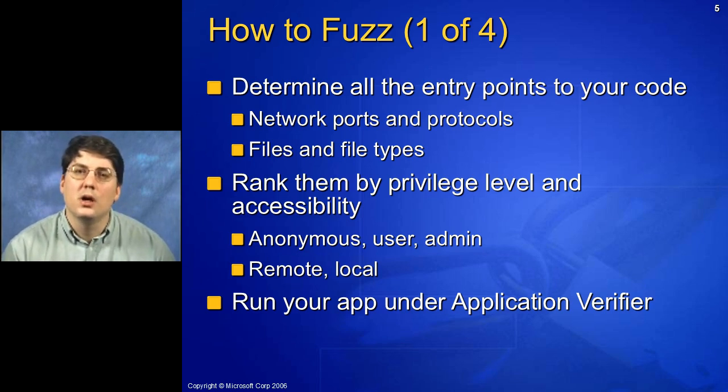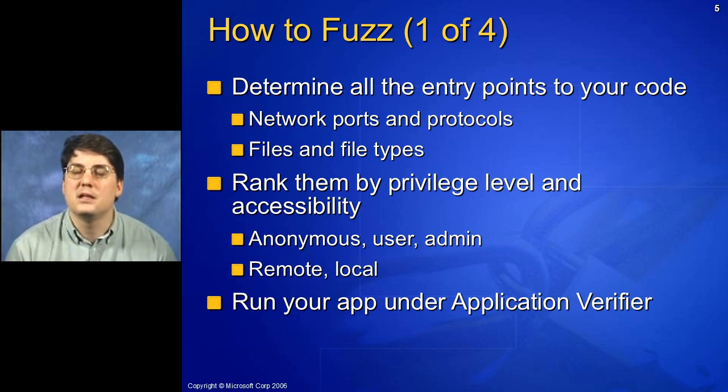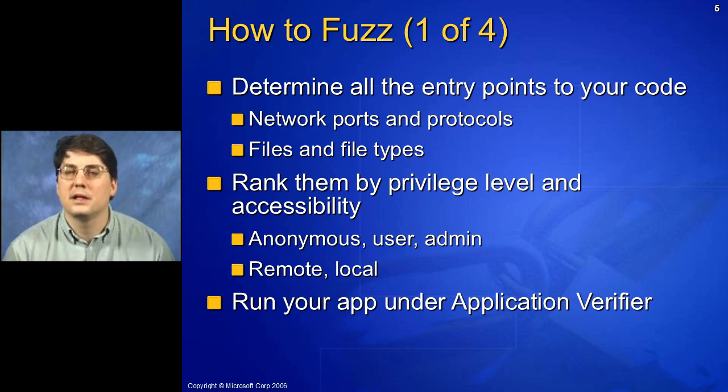So you need to rank your input levels, your entry points into your code, by privilege level and accessibility. Things that are anonymously accessible by a large number of people need to be looked at first. Then things that are accessible only by authenticated users, and last, things that are accessible by administrators. From an addressability point of view, you want to look at things that are accessible remotely first, things that can be executed over the network, and then look at things that can be executed only locally.